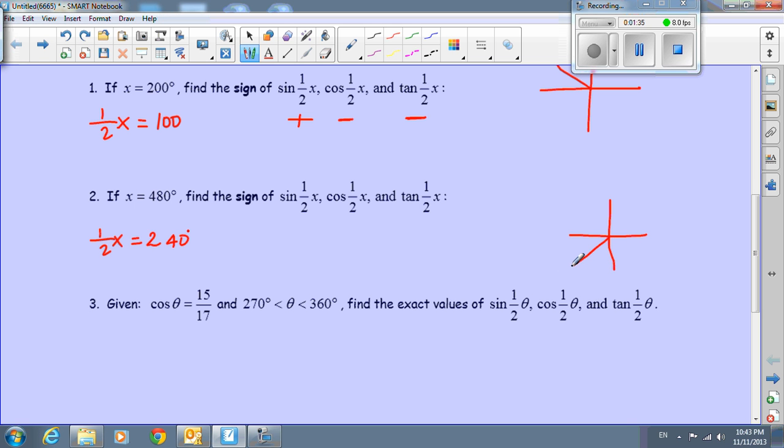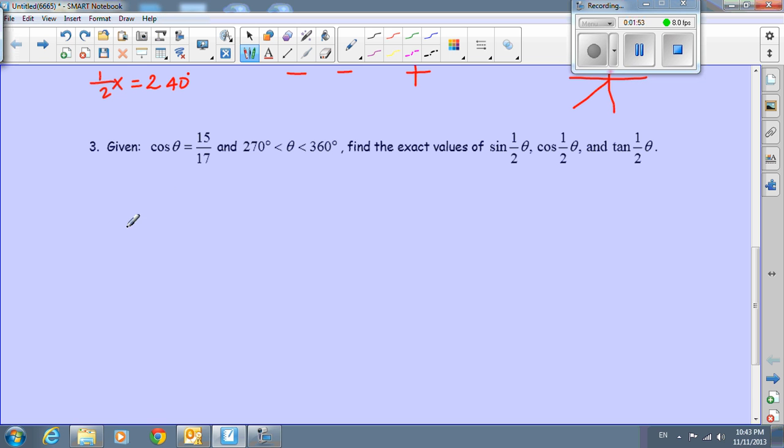Being in this quadrant, let's start with the cosine. The cosine, which is our x value, is negative. The sine, which is our y value, is also negative. Tangent, the ratio of negative over negative, will give us a positive.